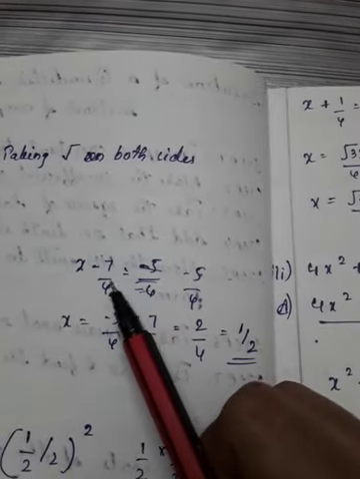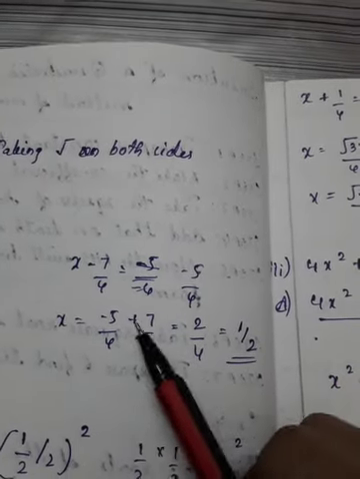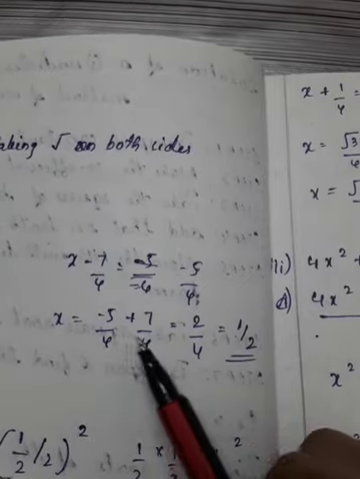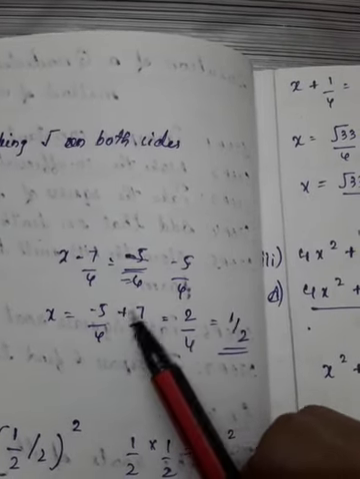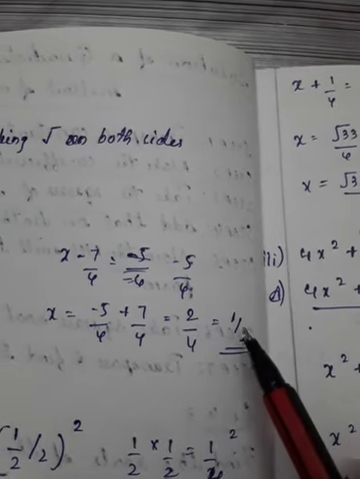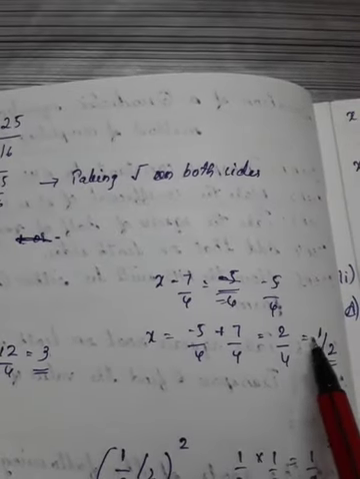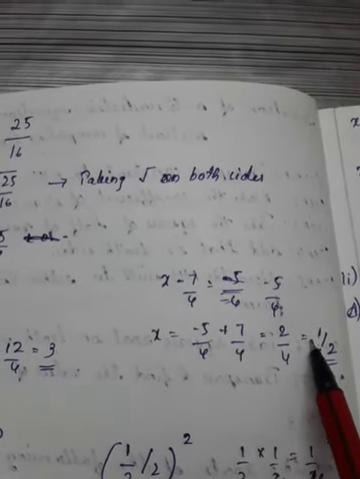Then we can give x minus 7 by 4 as negative 5 by 4. So negative 5 by 4 plus 7 by 4. Here denominators are same, so do the operation on numerators. So negative 5 plus 7 is positive 2. 2 by 4 is 1 by 2. So our answer is x equal 3 or x equal 1 by 2.